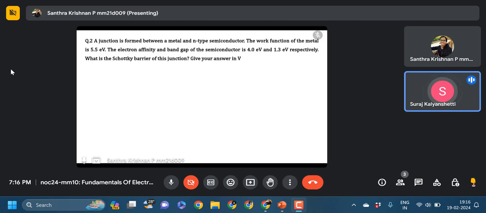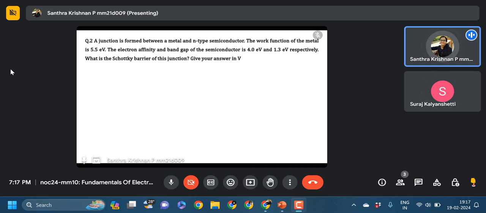What is the Schottky barrier of this junction? You have to use that equation, I think, right? There is an equation, but without that you can do it. The Schottky barrier is the difference between the work function of the metal and the work function of the semiconductor, right?